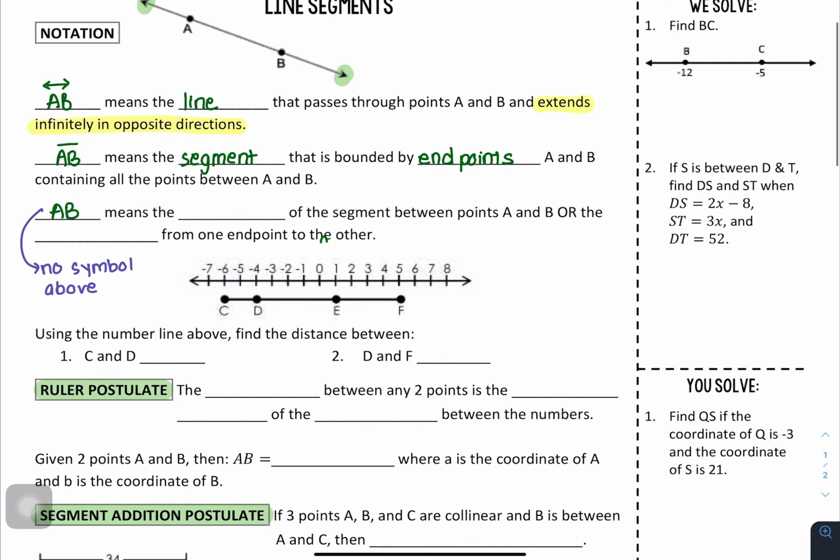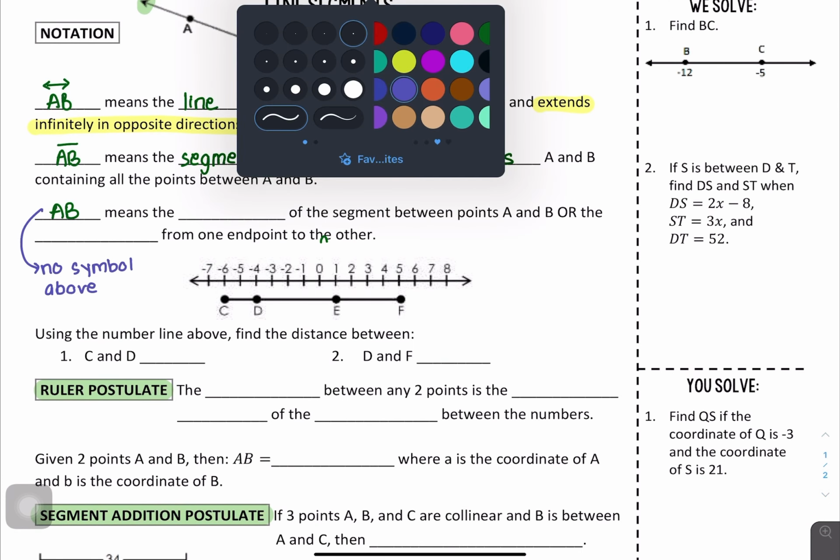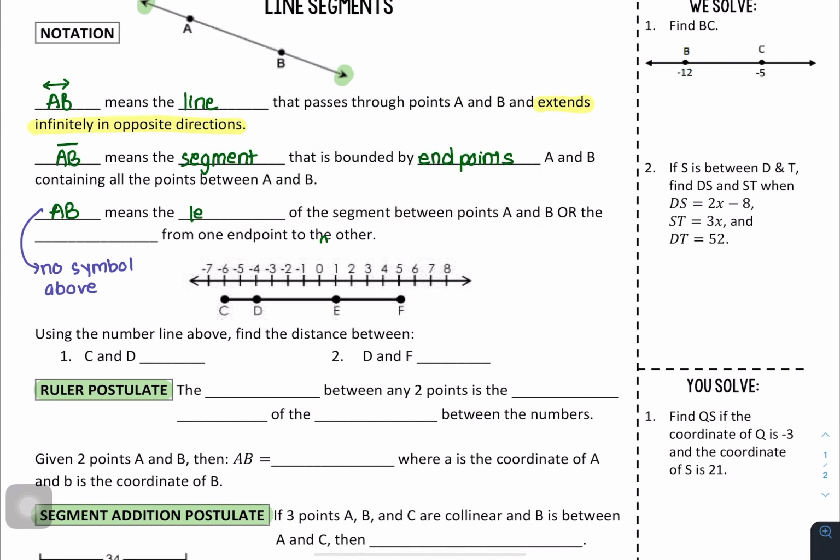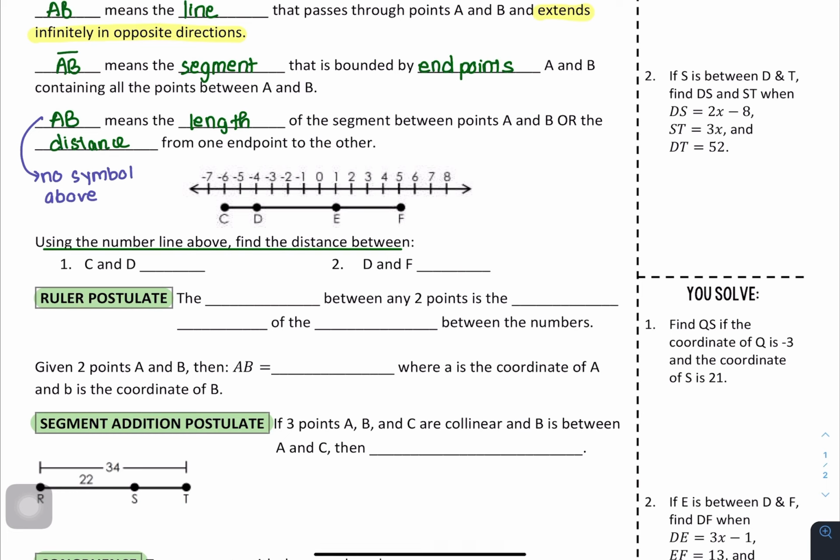It means the length of that segment, or it is the distance from one endpoint to another endpoint. So let's use the number line above to find the distance between C and D.